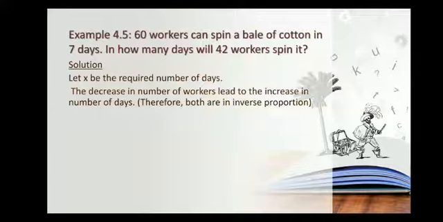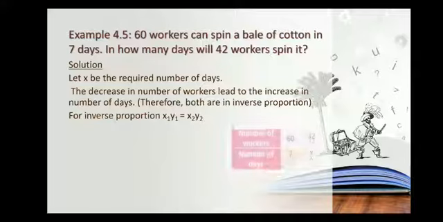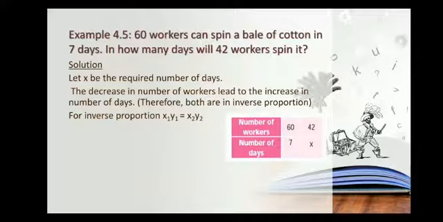So they both are in inverse proportion. And we know that for inverse proportion, x1 y1 is equal to x2 y2. Now you have to make a tabular column: number of workers as x and number of days as y. When 60 workers are working, it will be completed in 7 days. And when 42 workers are working, we don't know how many days. We have taken it as x.